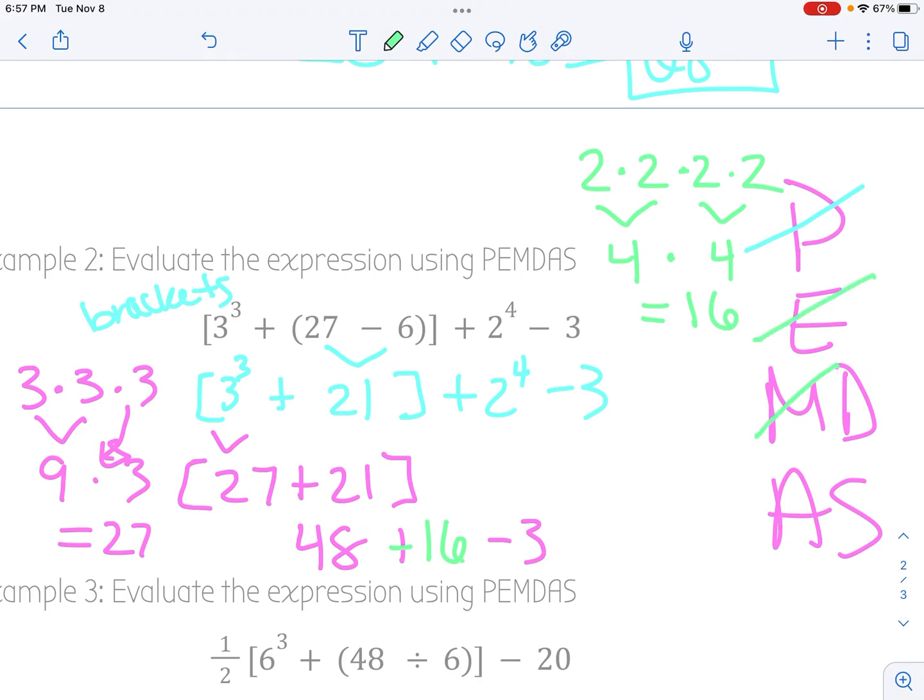I do not have multiplication. I do not have division. I add and subtract left to right. So first, the addition comes up first. I'm going to move this over here so I have some extra room. 48 plus 16 is 64. Minus 3 is my last step. So 64 minus 3, my final answer is 61.